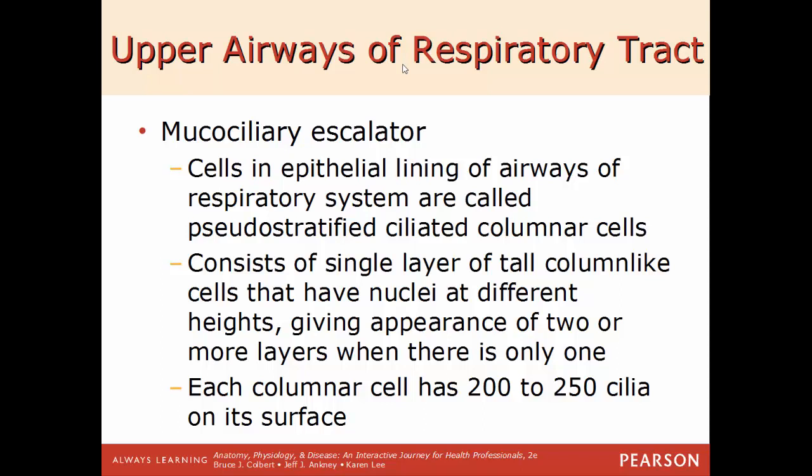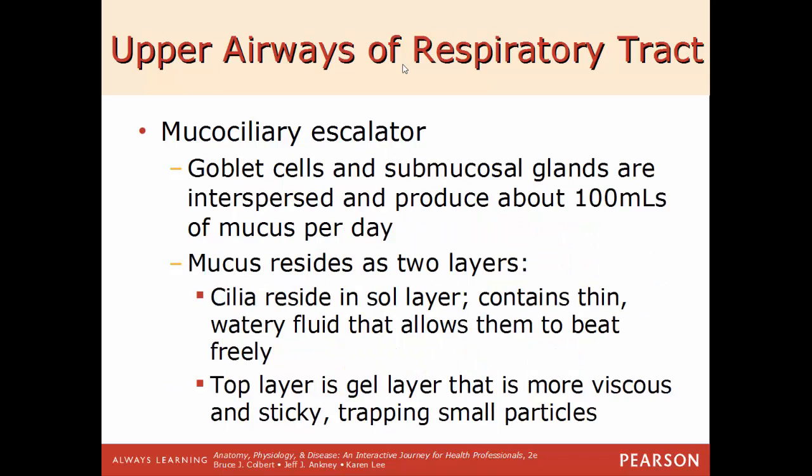Each of these columnar cells has 200 to 250 cilia on its surface. Goblet cells and these submucosal glands are interspersed and produce mucus. The mucus resides as two separate layers. The cilia reside in the sol layer, which contains a thin, watery fluid that allows them to beat freely. And the top layer is a gel layer, which is a lot more viscous and a lot more sticky, and this is what will trap small particles.